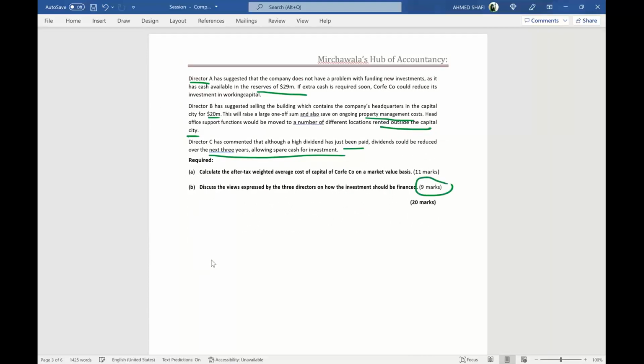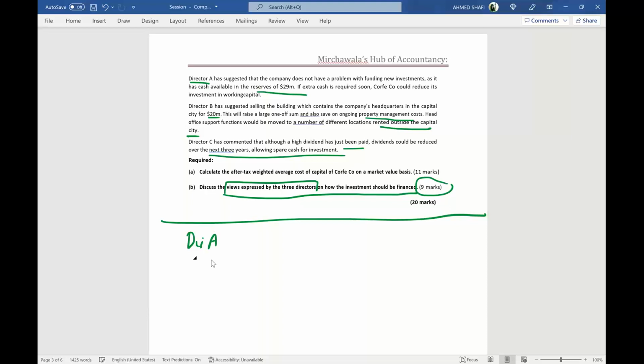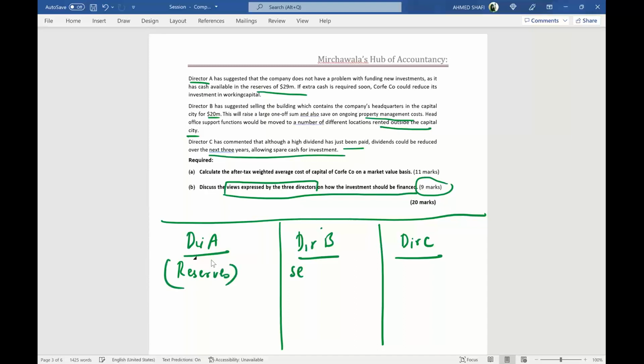Requirement B is worth 9 marks, which seems a lot. Discuss the views expressed by the 3 directors on how investment should be financed. You have to discuss the views expressed by 3 directors. There are 3 directors, Director A, Director B. Both have given their views. This director has said use reserves. This director has said sell company's building. And this director has said reduce dividends.